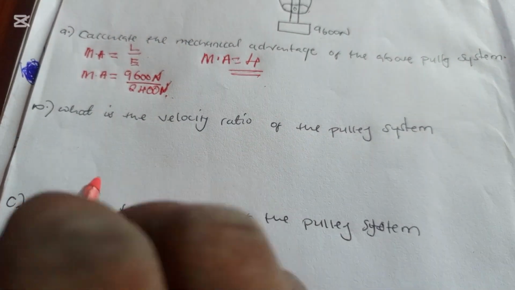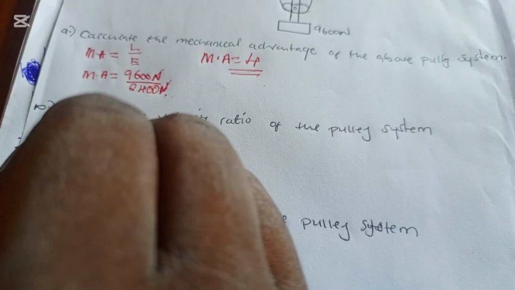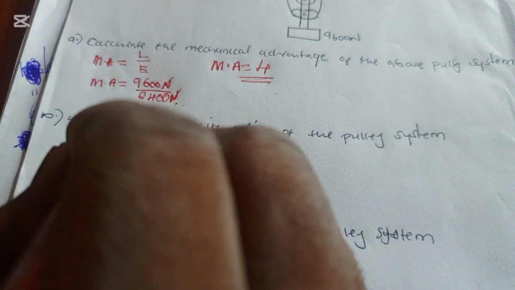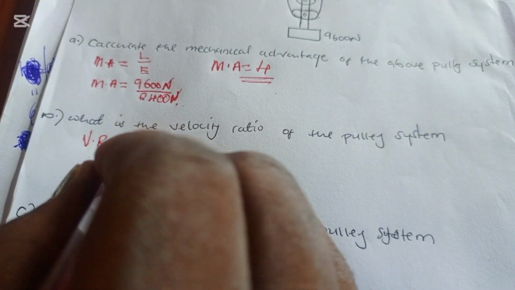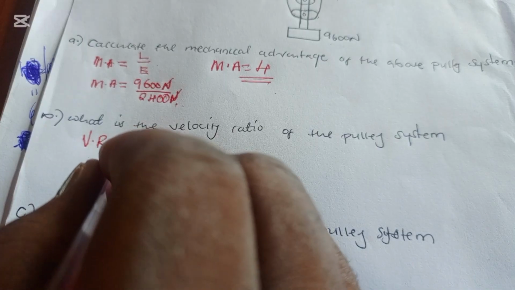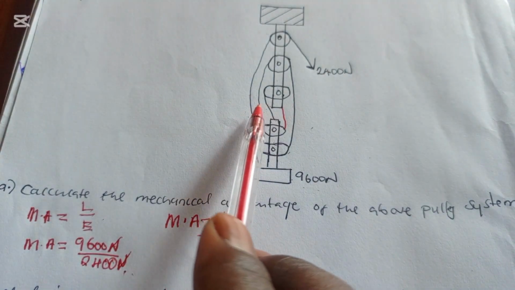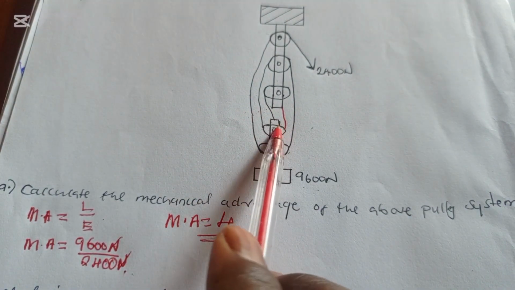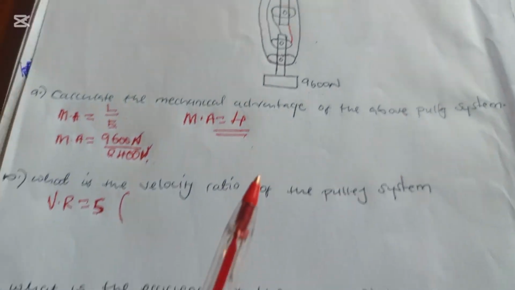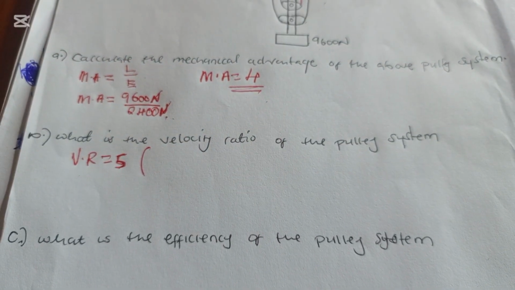So you say VR is equal to 5. How? By counting the number of wheels or ropes: 1, 2, 3, 4, 5. So this is how you find the velocity ratio.